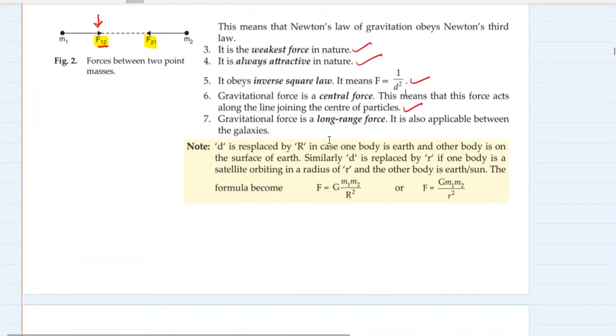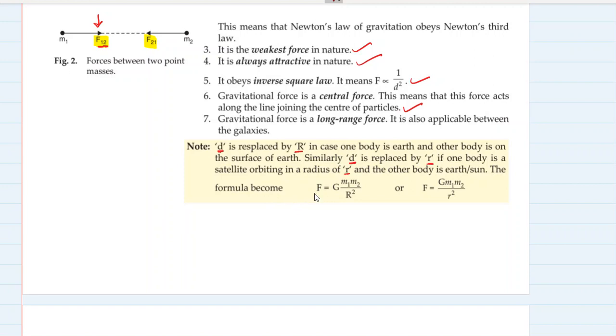Okay, the seventh point to be remembered is gravitational force is a long range force. It is also applicable between the galaxies. Okay, now note one small thing. D, that is distance between the two bodies, is replaced by capital R in case one body is Earth and the other body is on the surface of Earth. Similarly, small d is replaced by small r if one body is a satellite orbiting in a radius of small r and the other body is the Earth or Sun.